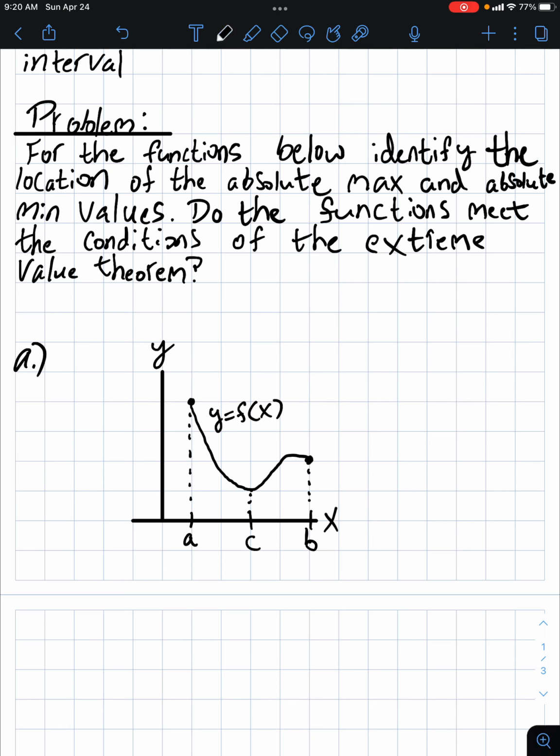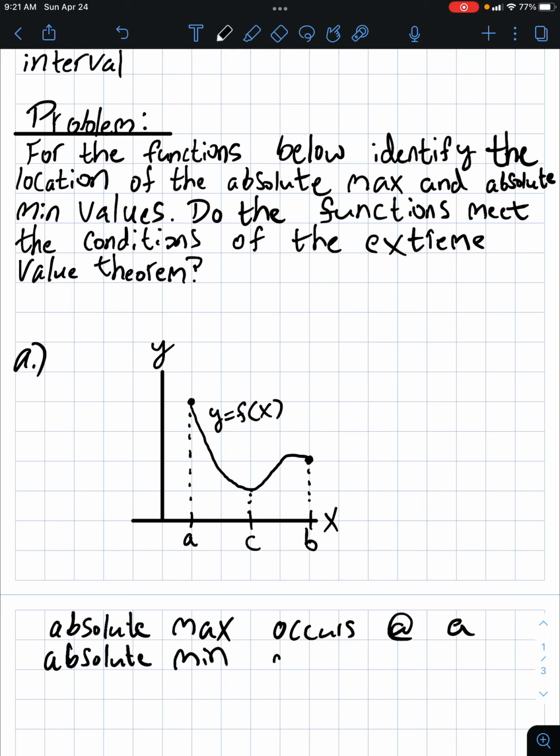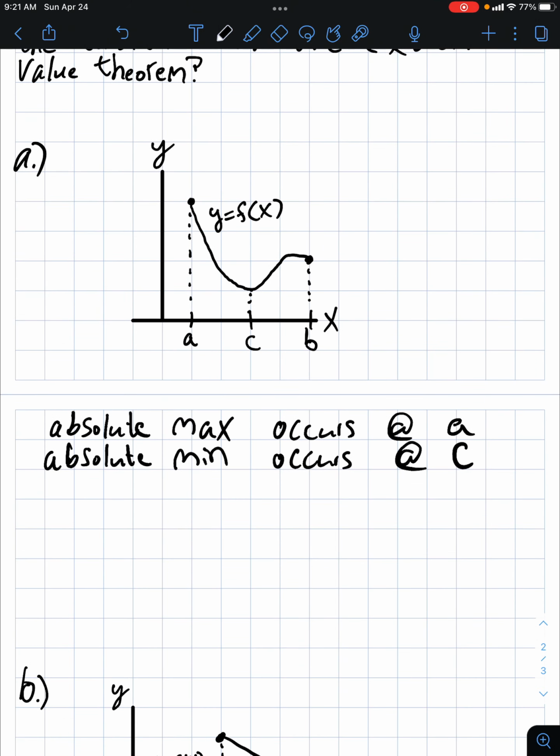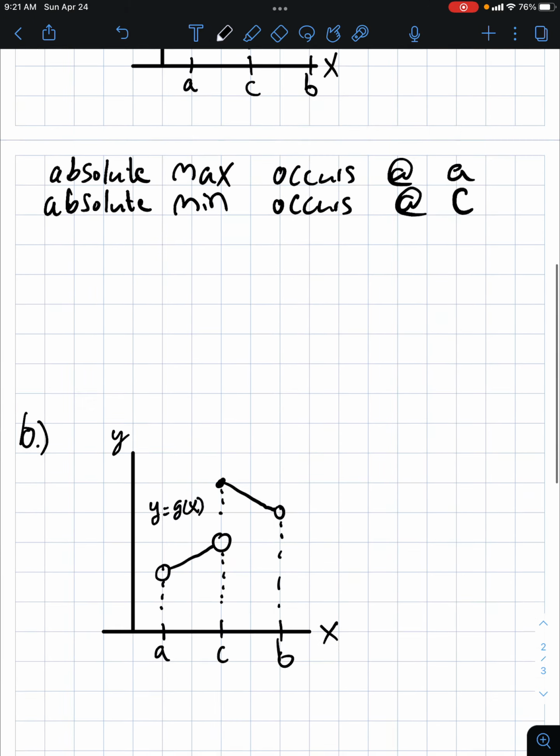So the absolute max occurs at where we have a max value, A, and the absolute minimum occurs where? At C. And so for part A, the function meets the conditions of the extreme value theorem, and we have an absolute max, which occurs at A, and an absolute min, which occurs at C.